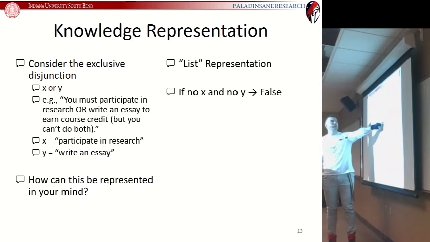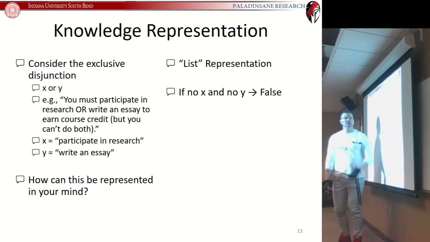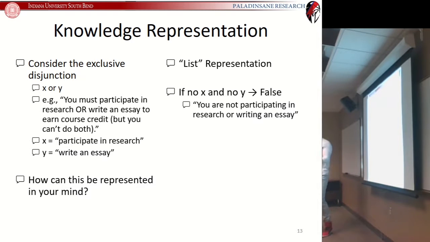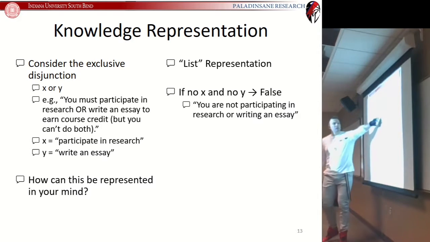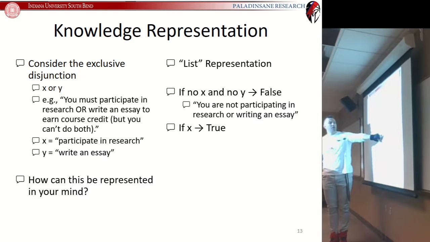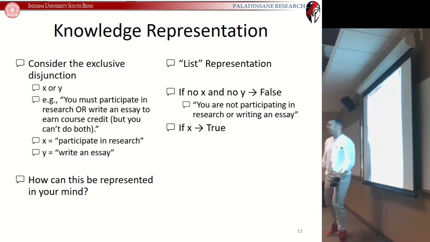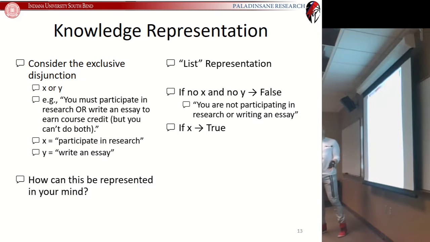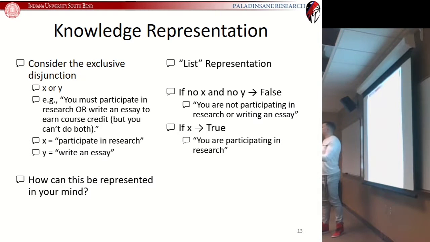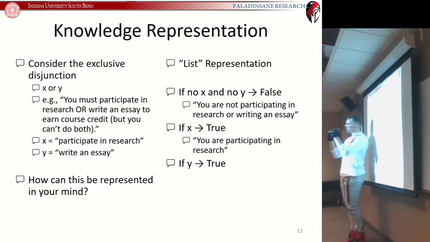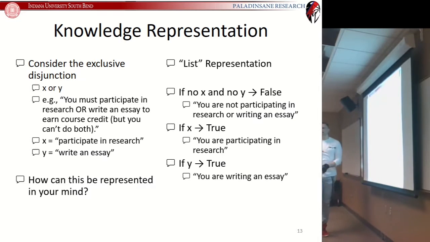So for example, if no X and no Y, then you did not follow the rule. That's false. So you are not participating in research and you are not writing an essay. So you do not follow that rule. You might also have a listing in your mind as a representation that says if X, then it's true. So if you participate in research, then you are fulfilling that rule. And you could also have if Y, then true, as a list of a proposition. So if you are writing an essay, then you are also fulfilling that rule.